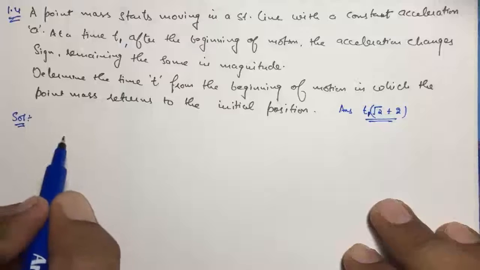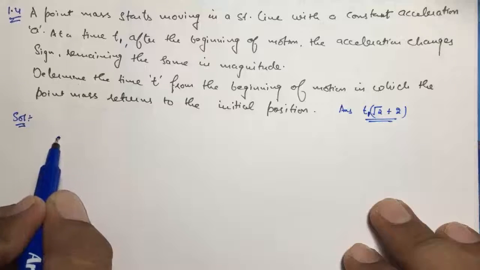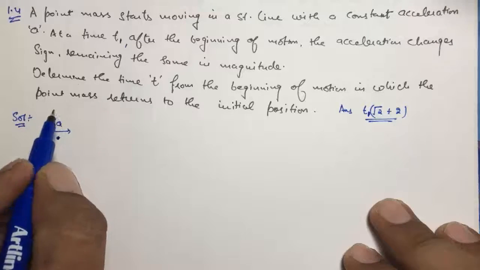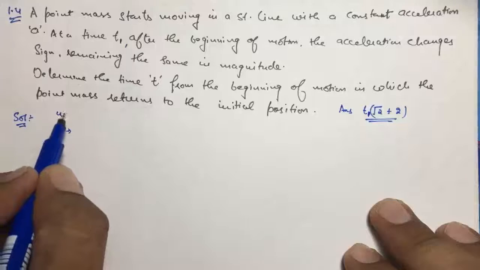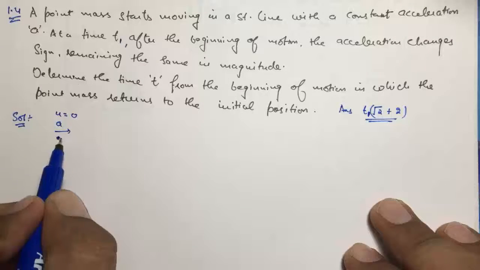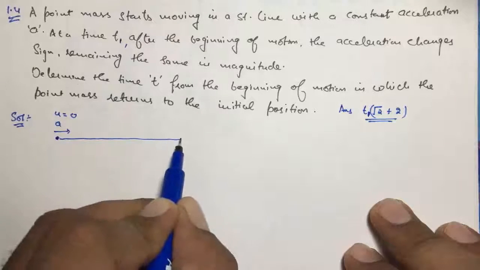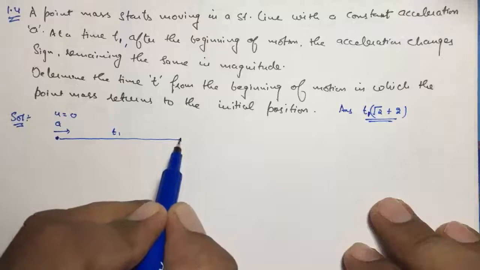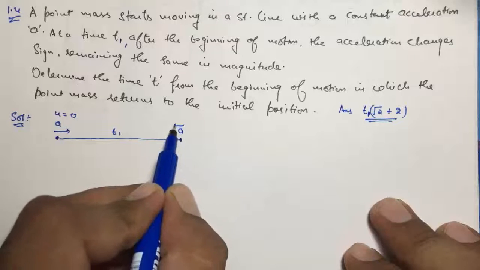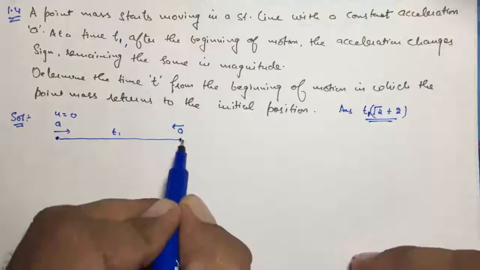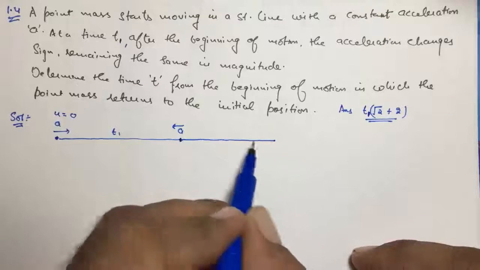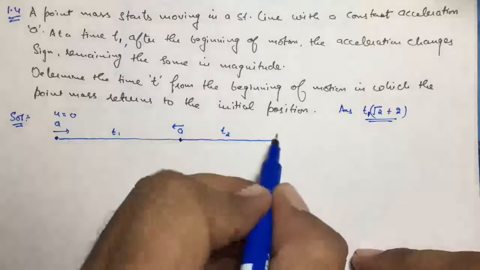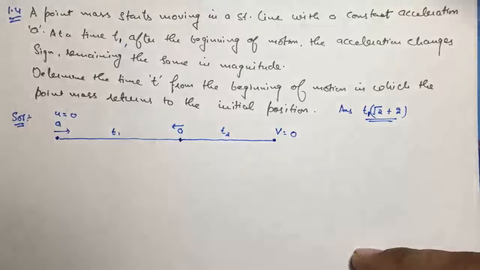Let's formulate the question. We have a point mass and it is moving in this direction with acceleration a, and it starts moving. It means its initial velocity is 0. So it starts moving in this direction, and after time t1, this is time t1, its sign changes. So acceleration becomes this in this way. So it again moves. Let's say this time is t2, and here its velocity will become 0. So its velocity is 0 at this point of time.